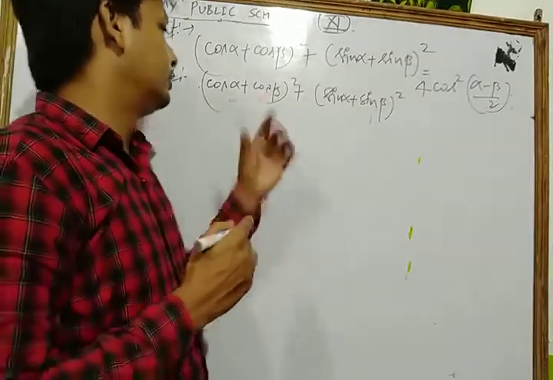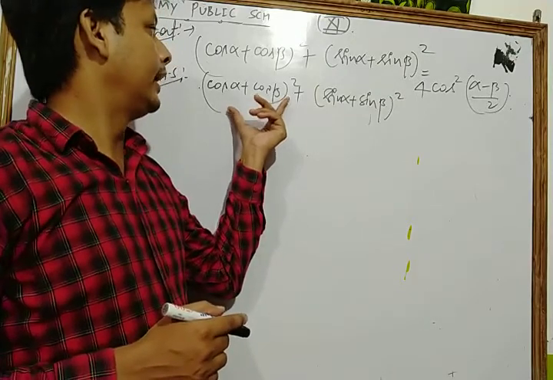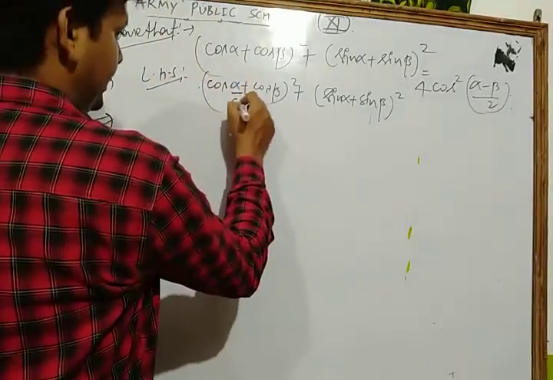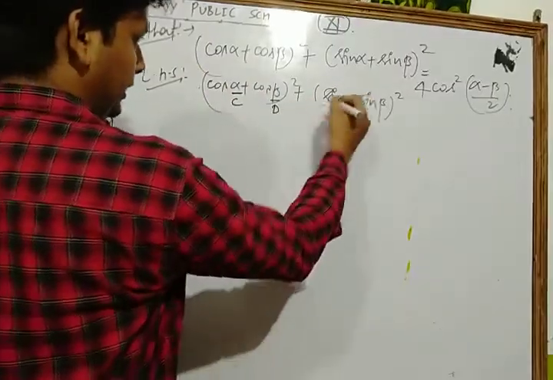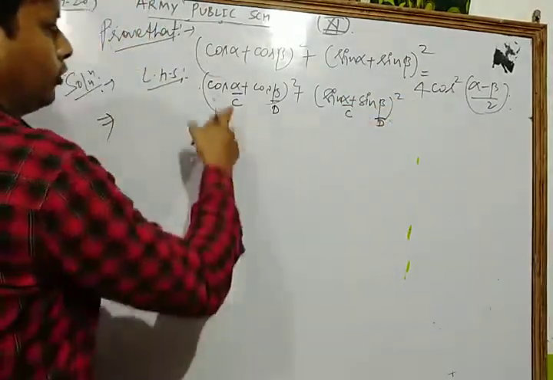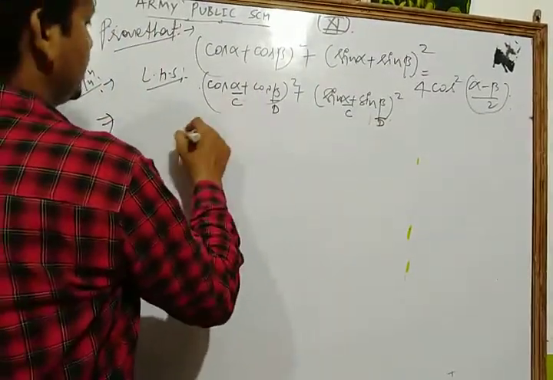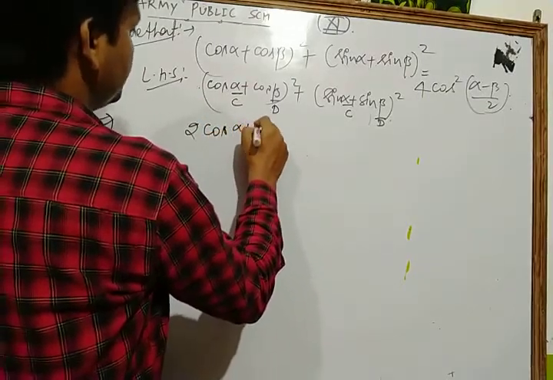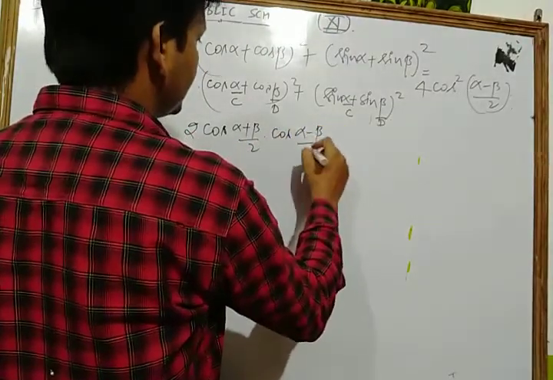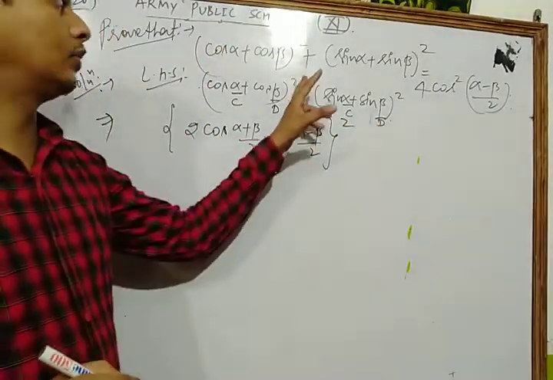So the formula of cos c plus cos d is what? 2 cos (c plus d) by 2 into cos (c minus d) by 2. Take alpha as c, take beta as d. Then cos c plus cos d is 2 cos (c plus d) by 2 into cos (c minus d) by 2, and squaring the whole because here there is a whole square.